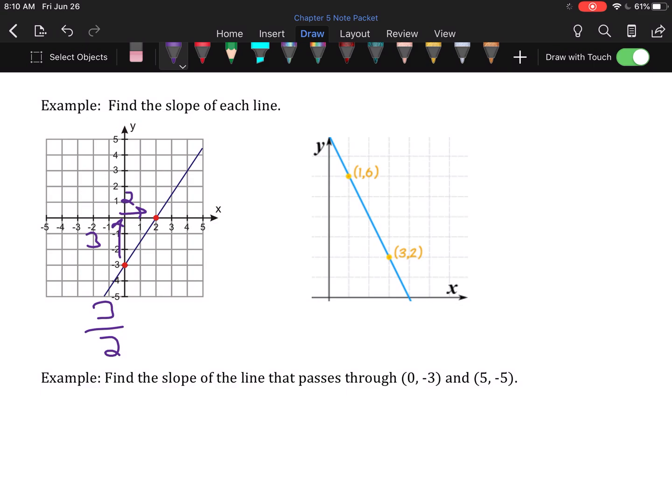On the next example, to get from my left point, 1, 6, to my right point of 1, 2, I have to come down 1, 2, 3, 4, down 4, and down is negative. And then I have to go right 2. Right is positive. So that is negative 4 over 2, and that does simplify to negative 2.